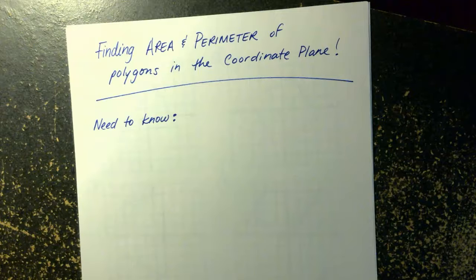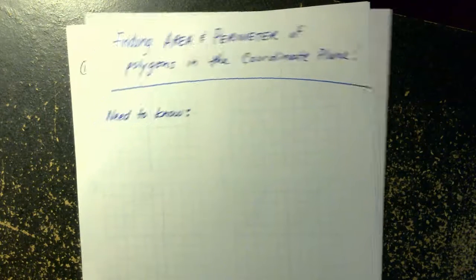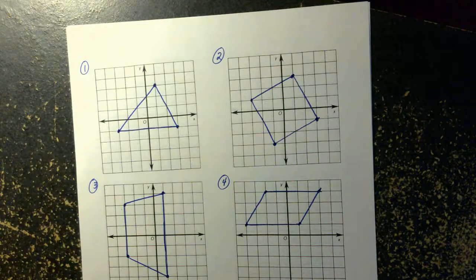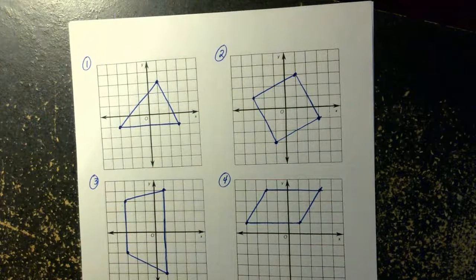I am here today with you to talk about finding the area and perimeter of polygons in the coordinate plane. Okay, what do I mean by that? What is the coordinate plane? Basically, on a graph, polygons like these. And these are the ones we are going to look at in just a few minutes.